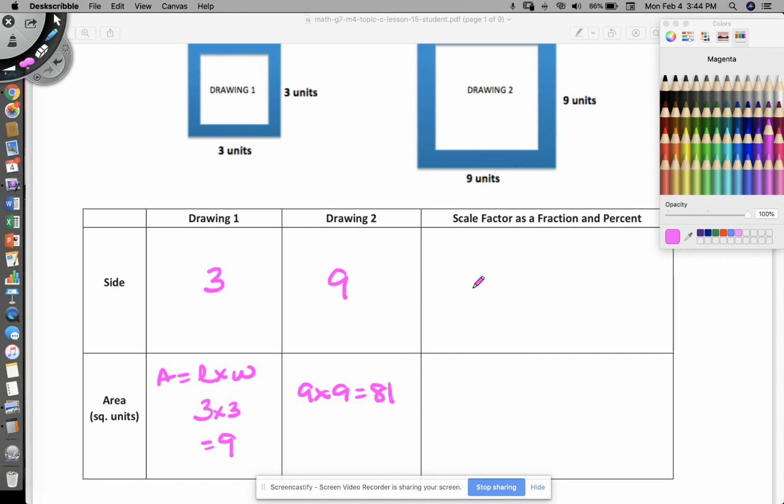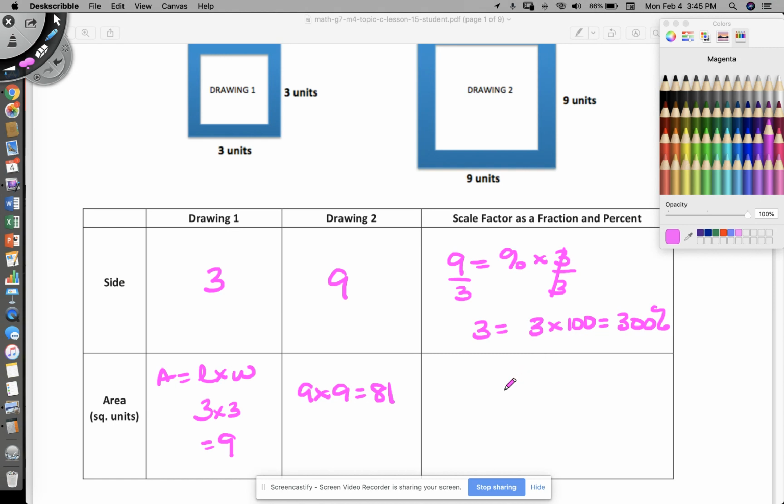Now we need to find the percent of that. So we're going to go 9 equals the percent times 3. So I'm going to divide by 3. And 3 goes into 9, these cancel. 3 goes into 9 3 times. So what is the percent of that? We're going to take 3 and multiply it by 100. And we get 300%.